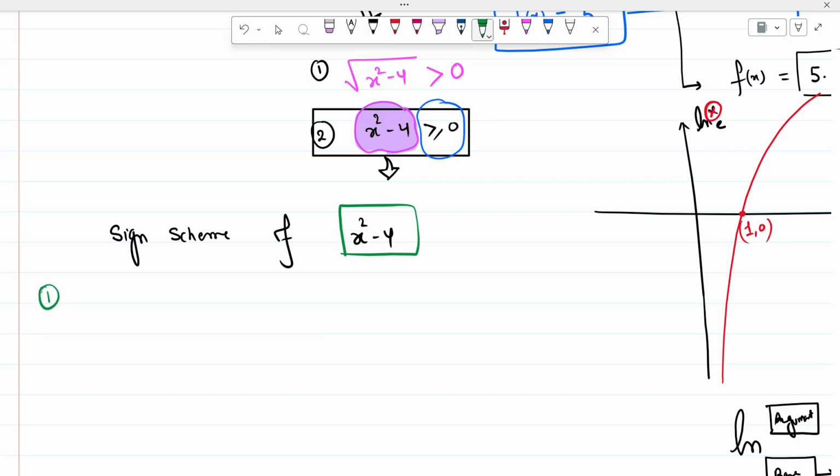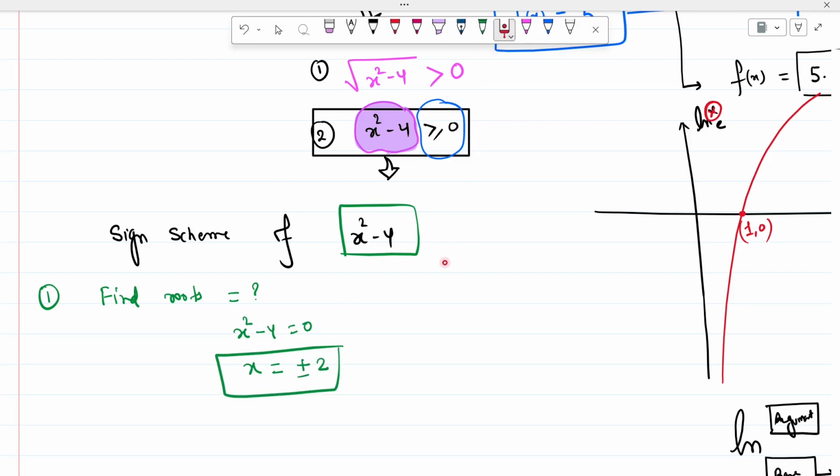To draw the sign scheme, step number 1 is to find the roots. Why are we finding the roots or zeros? If you have x square minus 4 equals 0, what will you have? x equals plus minus 2. I can explain this also for your understanding, for your long-term remembering, why we are finding the roots. So, this expression will be positive or negative.